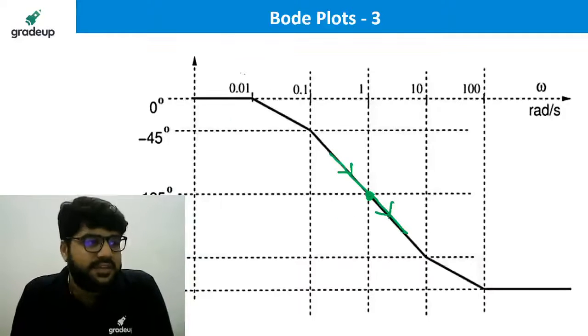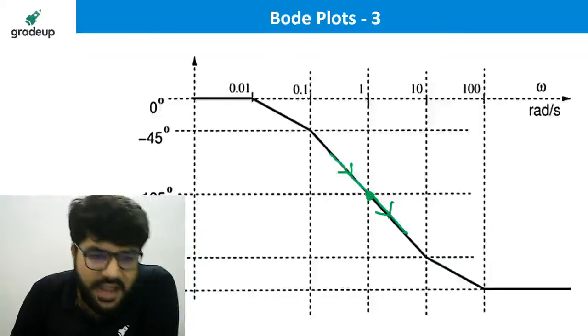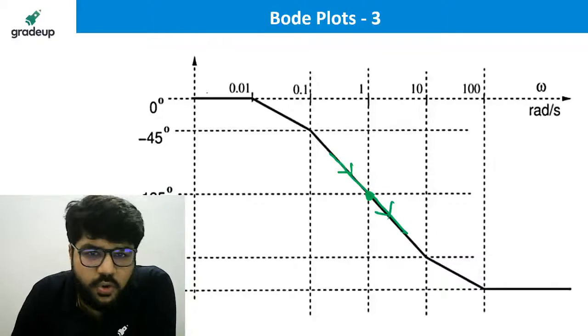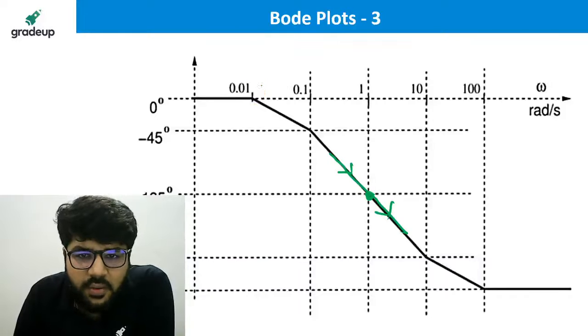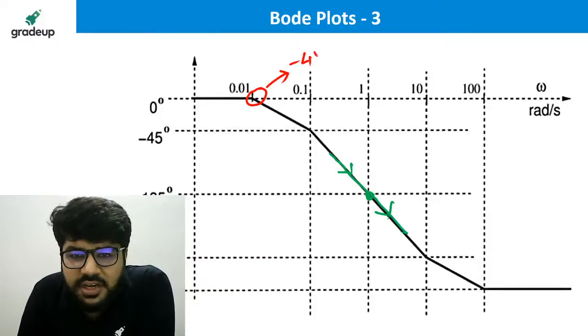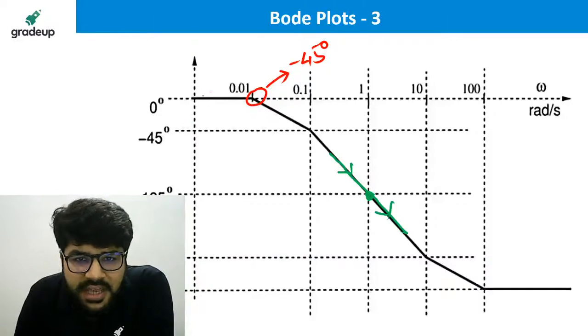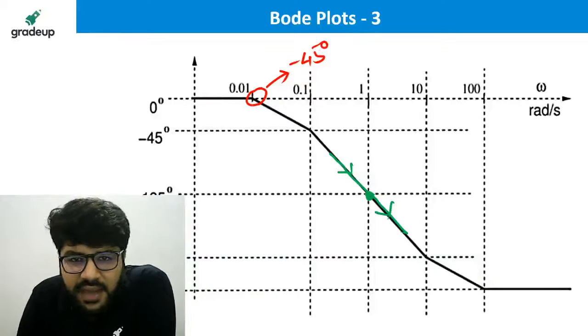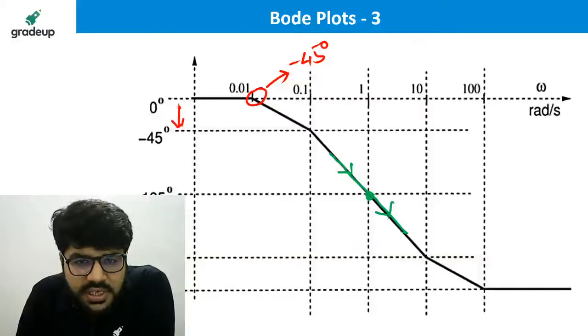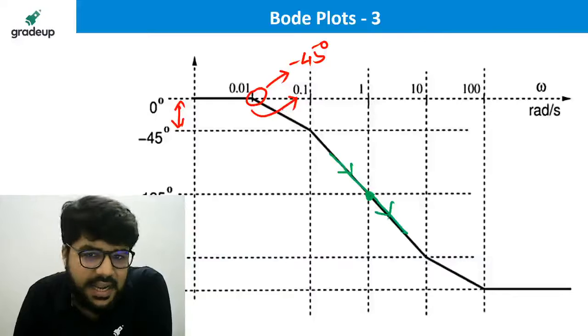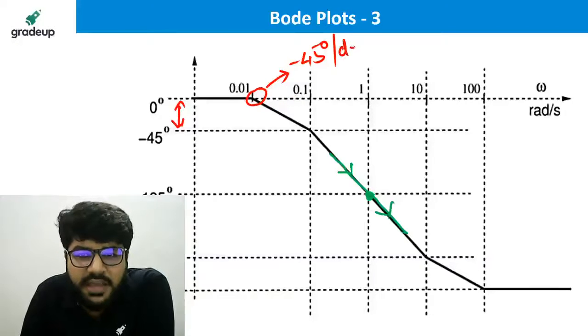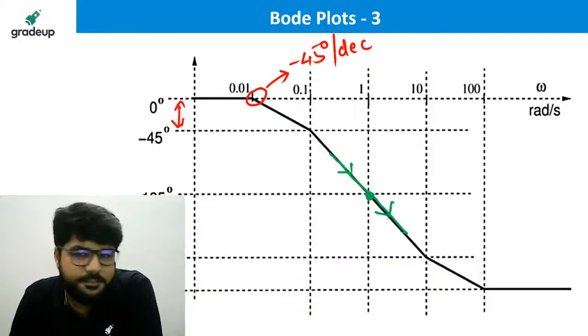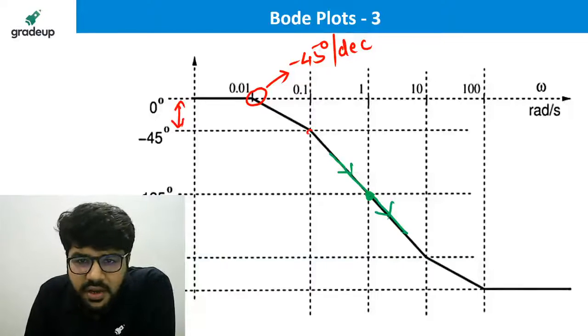Okay. Now, given this graph, let us highlight the slope change points. At 0.01 there is a slope change of minus 45, because here the slope is 0 on the x-axis. Now see, the phase changes by minus 45 and the frequency changes by 10 times. So what is the slope? Minus 45 degrees per decade. Then just marking these points.